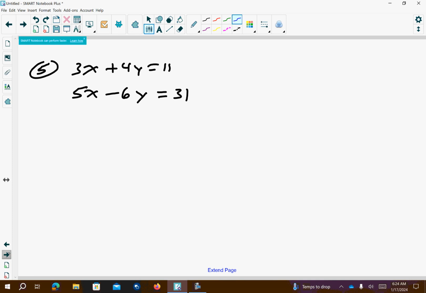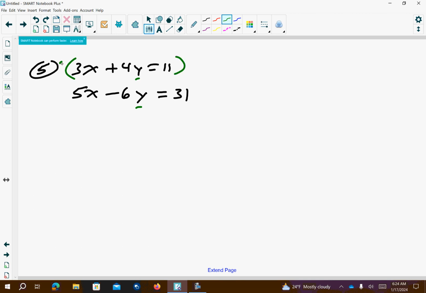Number 5 is going to be done the same way as we just did it. Let's see. It looks like we might actually have to do something to both of the equations. So let's choose to get rid of the y. Think about that. What number will 4 go into and will 6 also go into? And the answer would be 12.